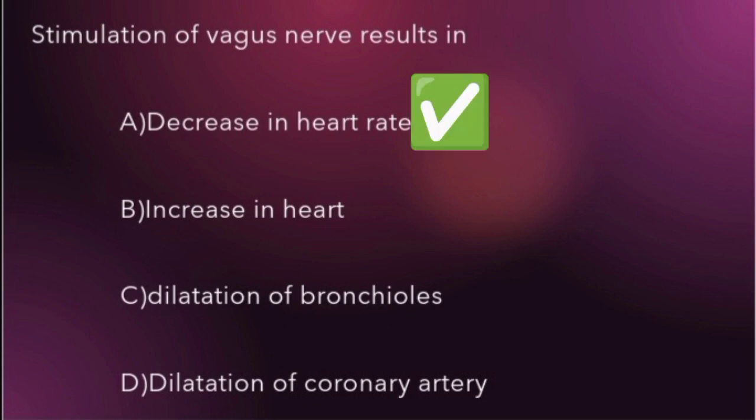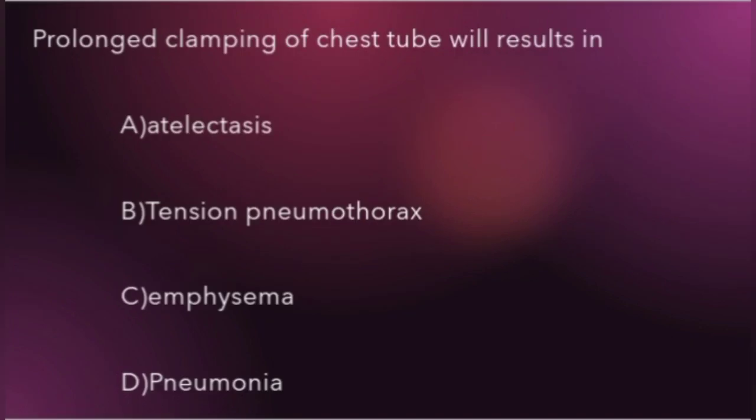Prolonged clamping of chest tube will result in option A, atelectasis, option B, tension pneumothorax, option C, emphysema, option D, pneumonia. Correct answer is option B, tension pneumothorax.